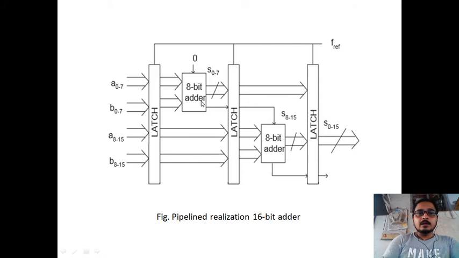In parallel architecture, we are using two 16-bit adders. Here in pipelining architecture, we are using two 8-bit adders to implement the 16-bit adder. In the parallel architecture, we are using two 16-bit adders to implement the single 16-bit adder. Means the 8-bit adder has less delay compared to the 16-bit adder.